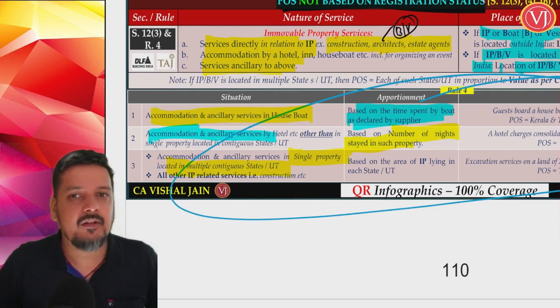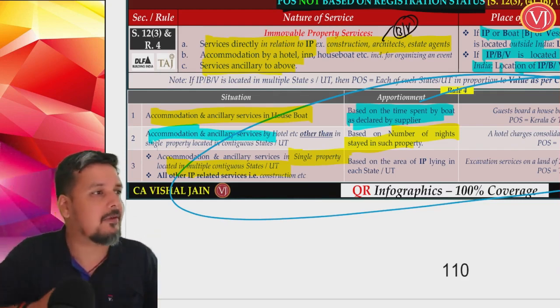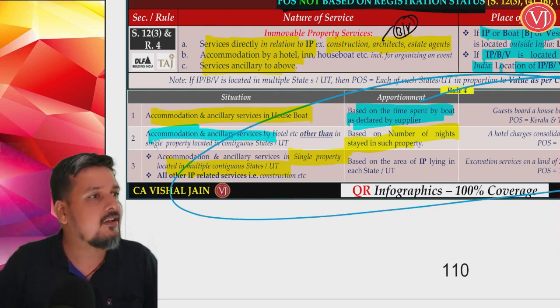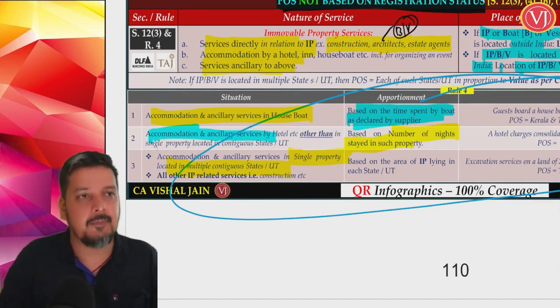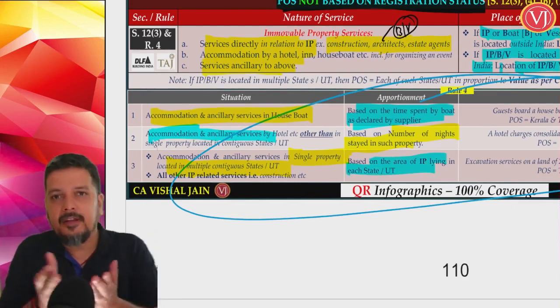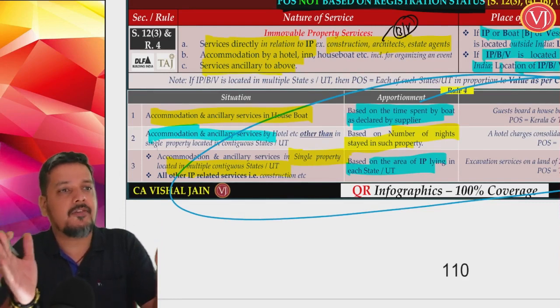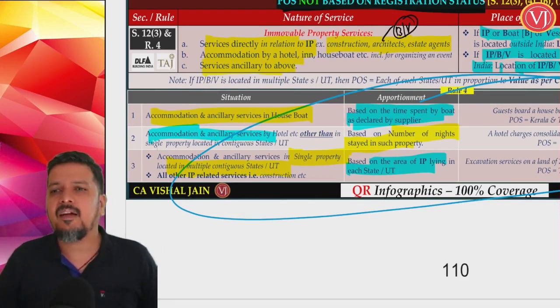resort. Now, it cannot be that which room I stay in decides the place of supply. That cannot be the logical answer. What is the logical answer? Place of supply for the whole stay will be 2 states, Tamil Nadu and Kerala. How to split it? Based on the square feet of the resort in Tamil Nadu and the square feet of the resort in Kerala.